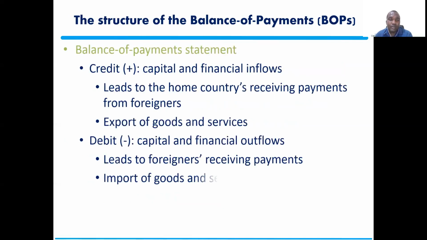So in the balance of payments, when we have a credit, it means capital and financial flows are actually inflows. It leads to the home country receiving payments from foreigners, and the exports of goods and services are associated with the credit. Yet the opposite, which is the debit, which is associated with the minus sign, means capital and financial outflows will be taking place. It leads to foreigners receiving payments. It's associated with import of goods and services.